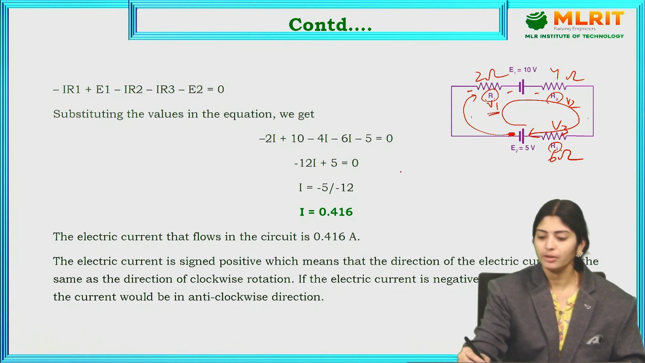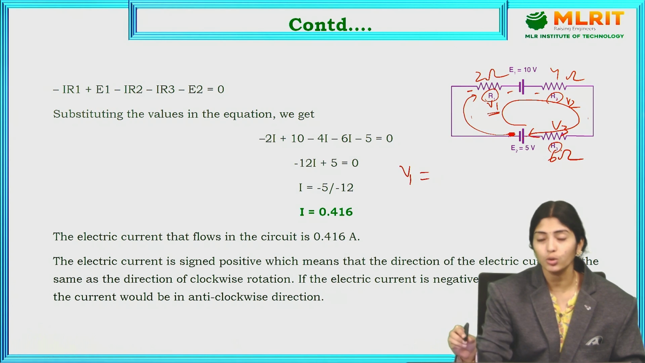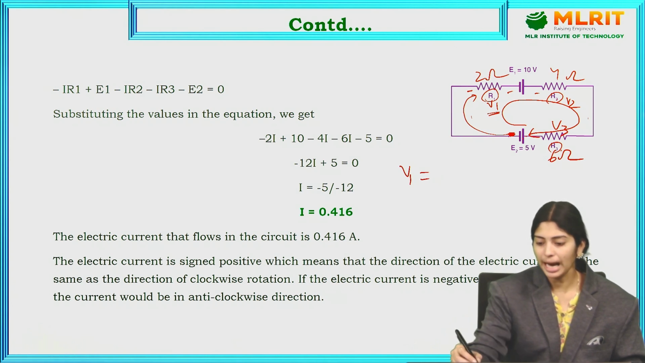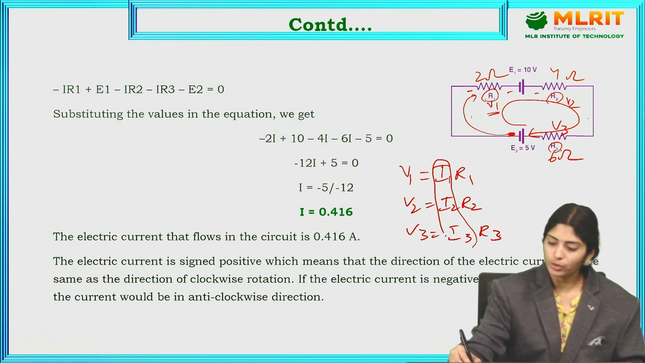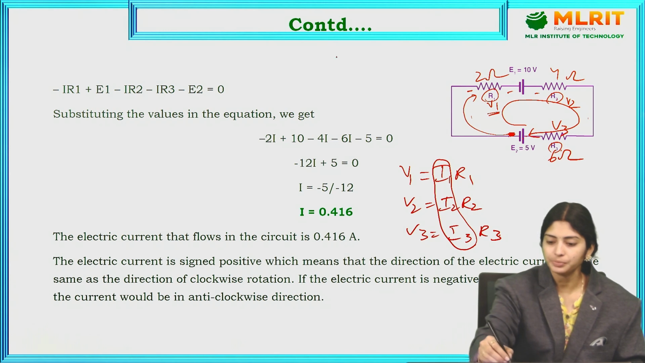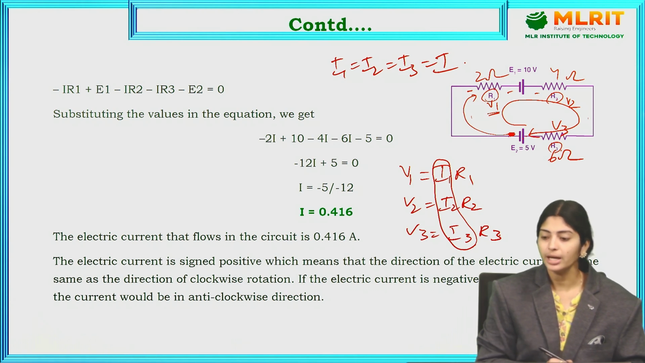So V1 means, as it is a series circuit, the current flowing throughout the circuit will be the same. Actually V1 means I1 R1, V2 means I2 R2, V3 means I3 R3, as we all know according to Ohm's law. But in the series circuit, the total current flowing into the circuit will be the same. So I1 is equal to I2 is equal to I3 is equal to I. Okay, so according to this we have to write down the equation carefully.